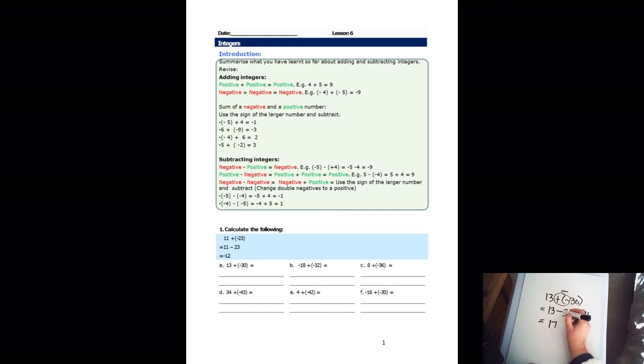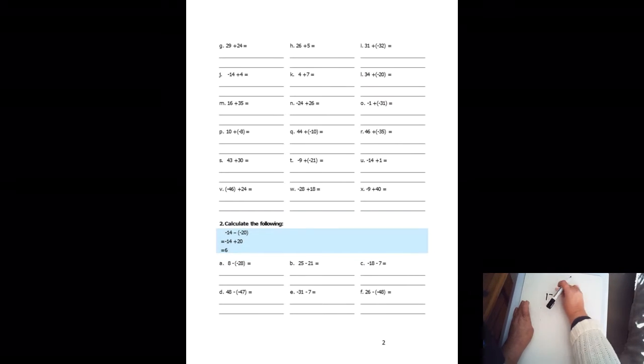Now I say, which one is the bigger digit? If I've got 13 and 30, which one is bigger? Obviously 30 is. And 30 is then going to have the sign, he's the boss, because his number is bigger. So minus 17 becomes the answer. Okay, I'm going to do another one of these, just so that you can see how to do it.